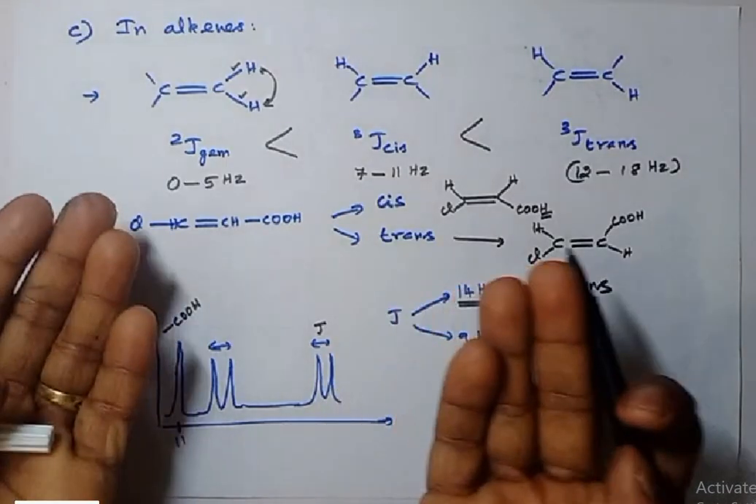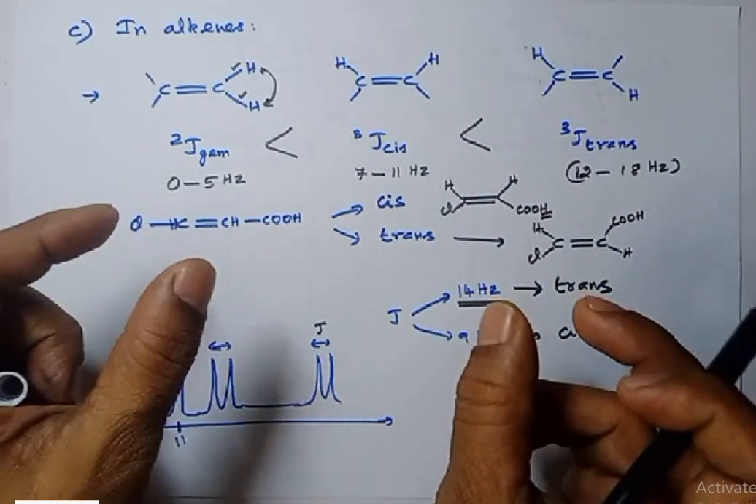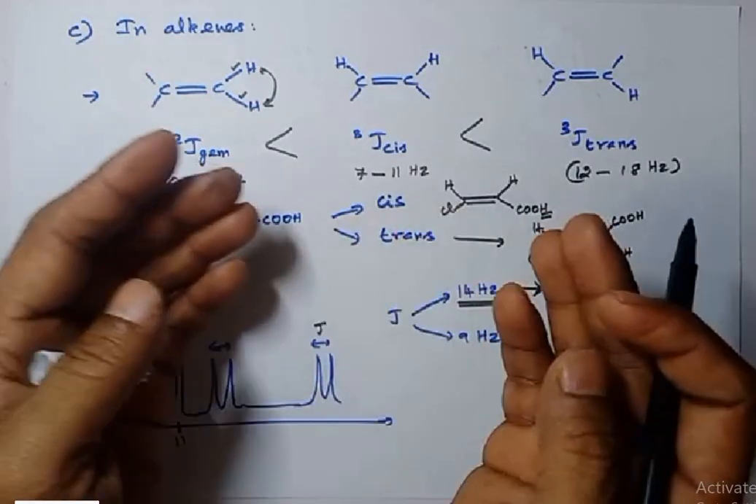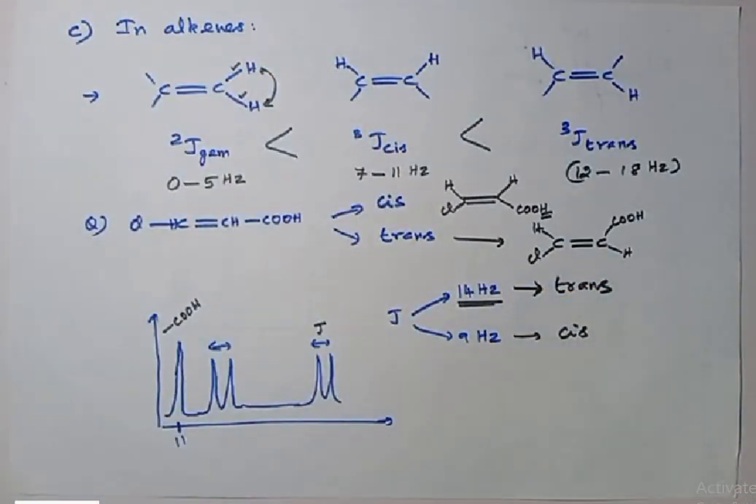So, if you get the spectrum of the two isomers, and it is possible to measure the coupling constant, then from the coupling constant value we can very easily say which spectrum corresponds to which isomer. Okay, take a look. Very important.